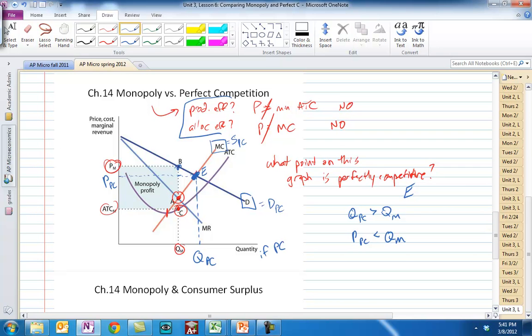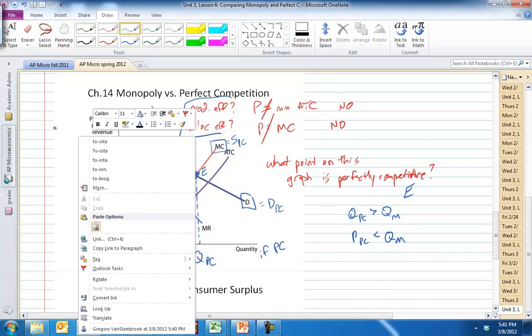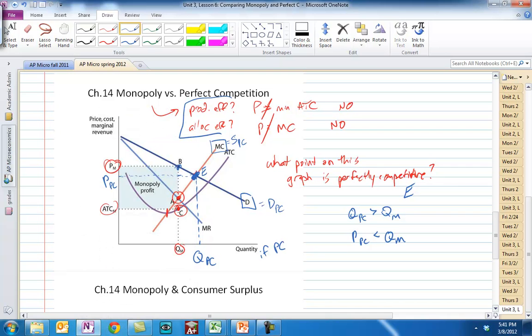And then on a graph, be able to compare the monopoly profit maximizing price and quantity with what the price and quantity would be if the market was perfectly competitive, which is again point E.